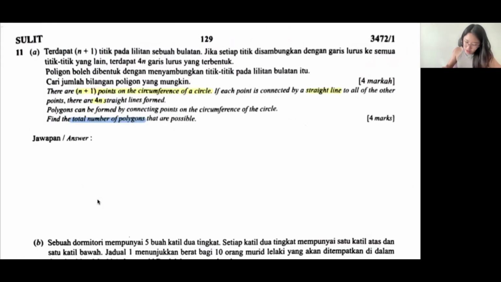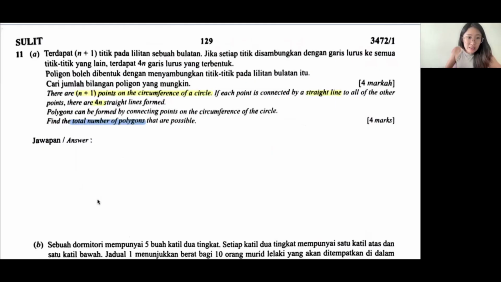All right, guys. One thing, polygons, they didn't mention what kind of polygons. So it could be a triangle, it could be a quadrilateral, it could be pentagon, it could be hexagon or heptagon and so on, depending on how many points you have. Okay, so straight lines over here. Okay, let's go back to the first part of the question.